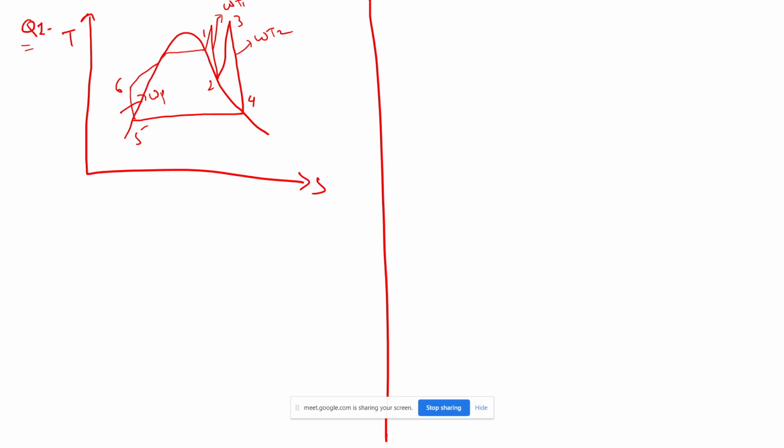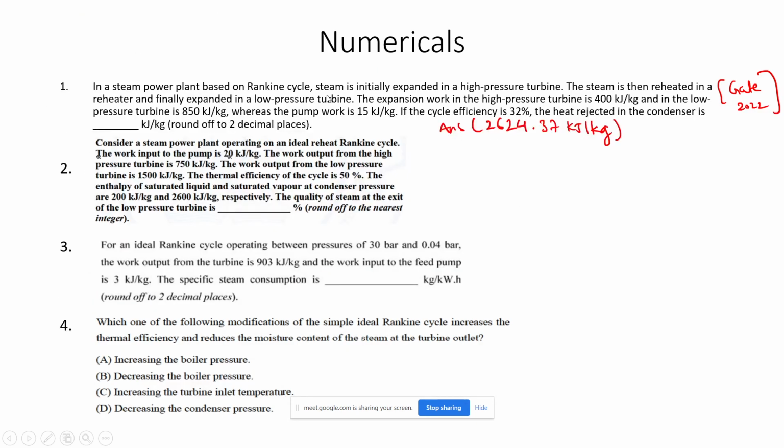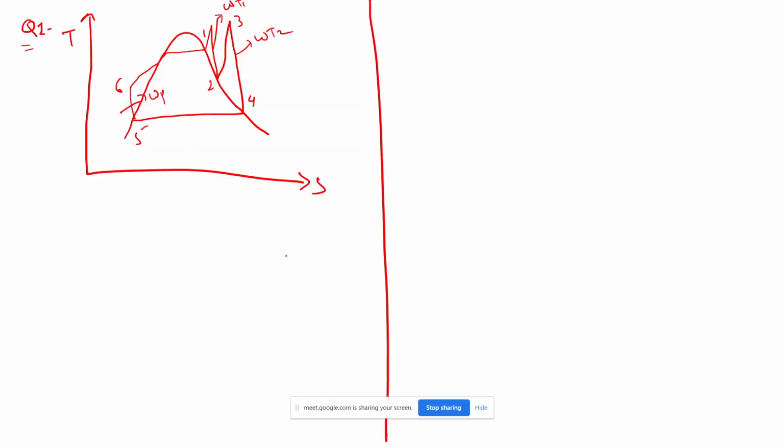The question they have given is about a cycle. What is the cycle? Steam power plant, initially expanded in a high pressure turbine. That steam is then reheated in a reheater and finally expanded in a low pressure turbine. So this is an ideal superheated, reheated cycle. First it is superheated, then it is reheated, and then expanded in the low pressure turbine. The turbine work, pump work and efficiency they have given, and they have asked the heat rejected in the condenser.